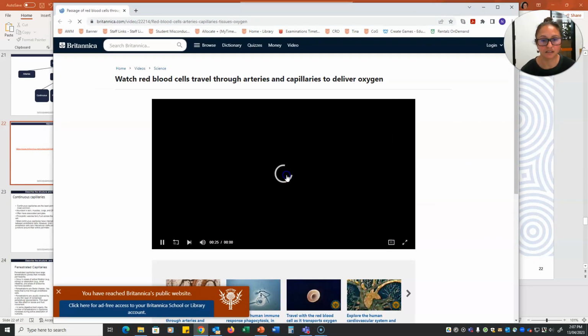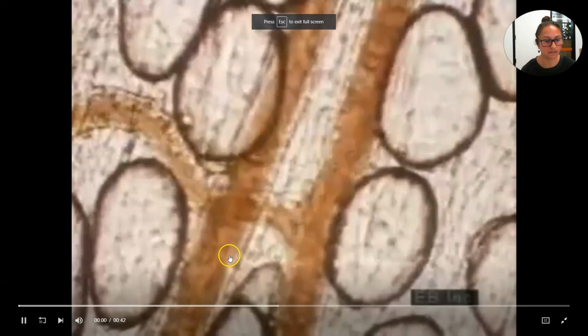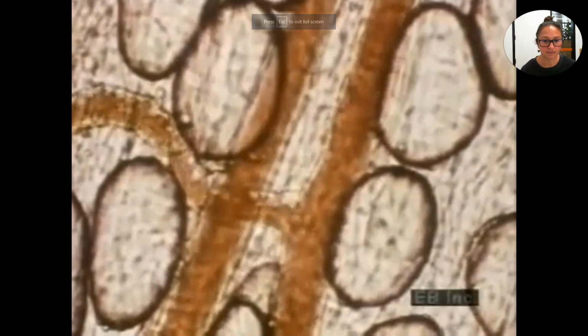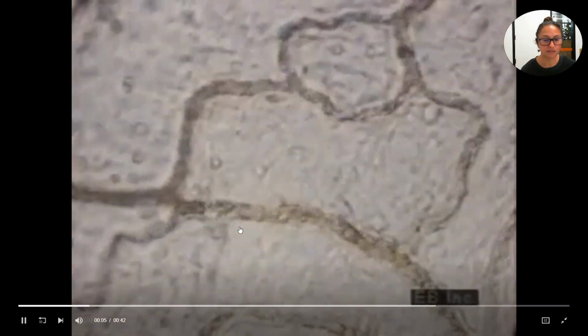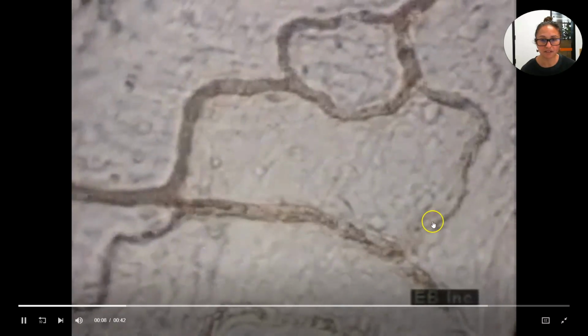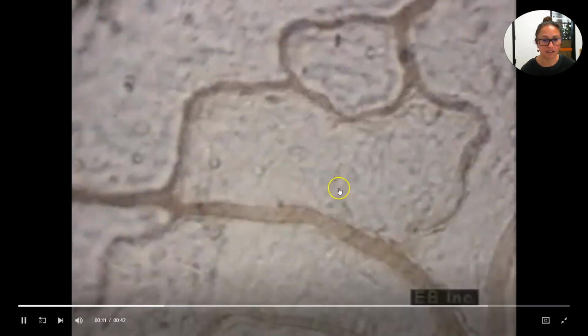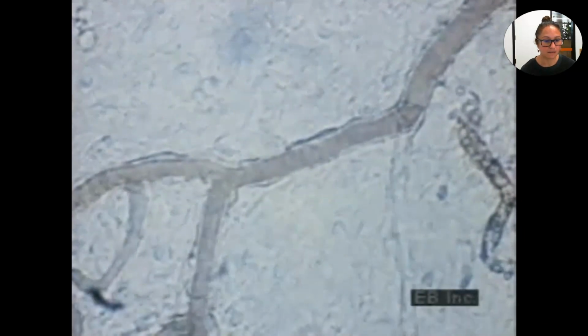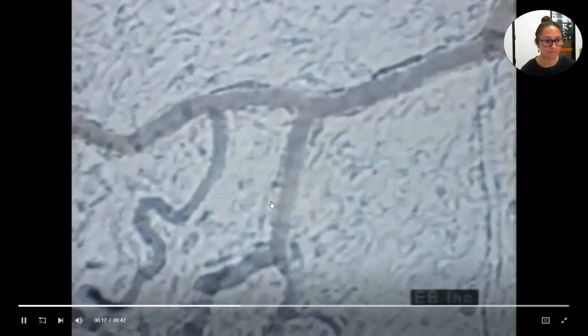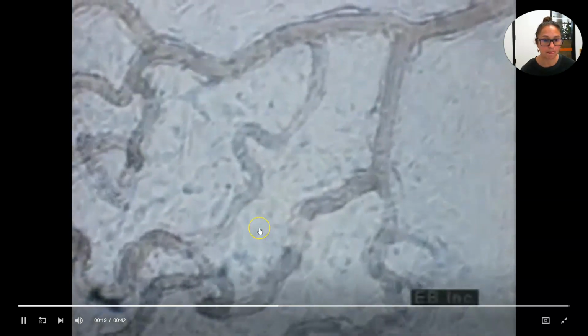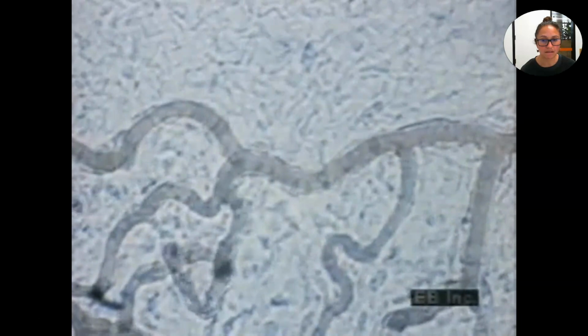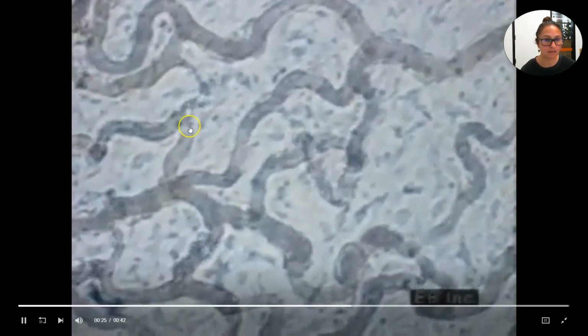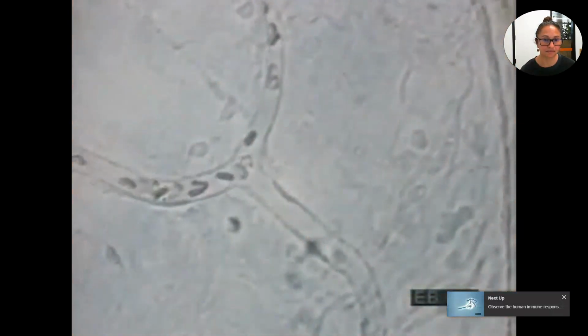I'm just going to show you this. Here we go. Look at that. They go through really, really fast. Look, all of these red blood cells going through really, really fast in the capillary. Can you see them? Oh, look at them all. They're rushing by. Or look at the individual ones. You can see all the individual ones. Wow, look at that.